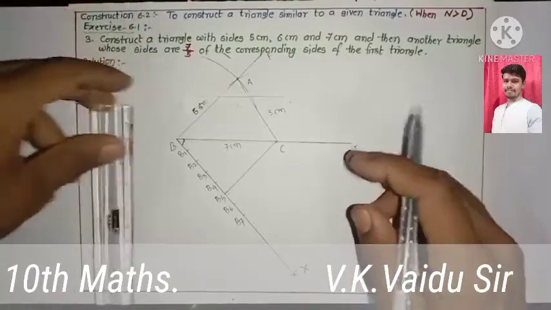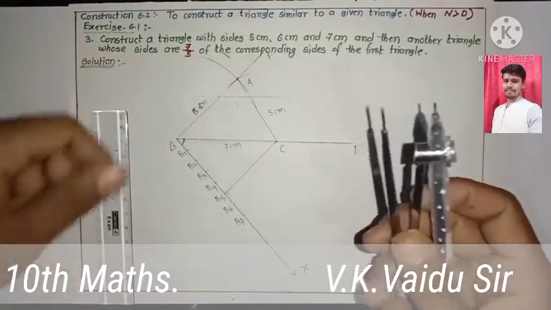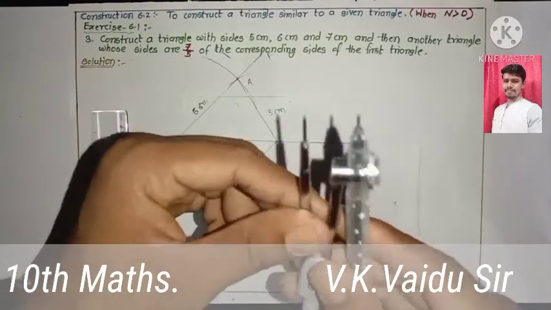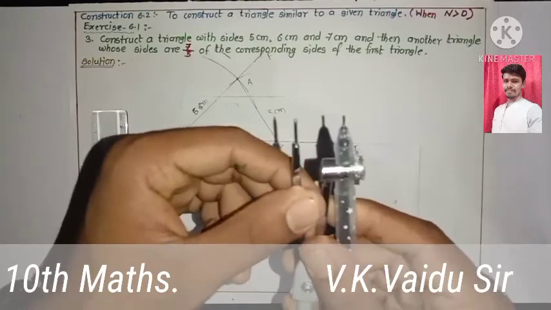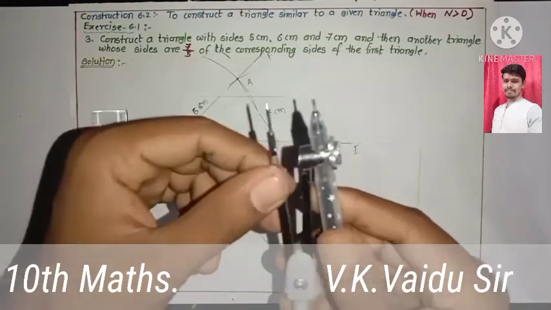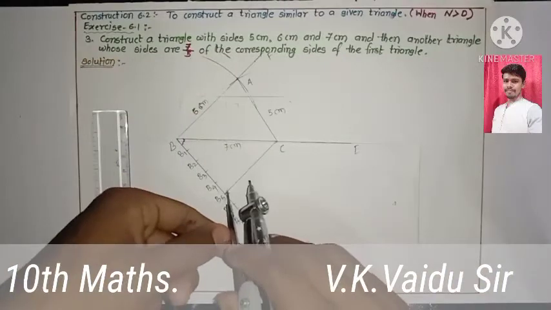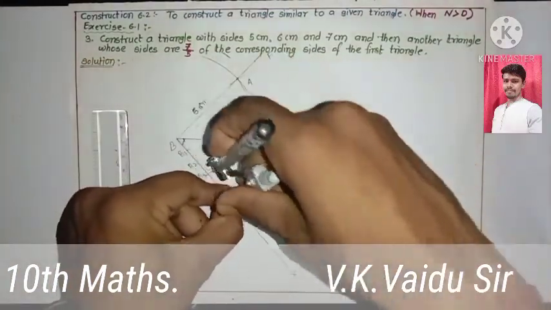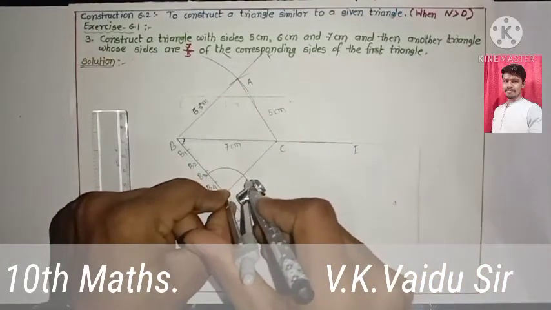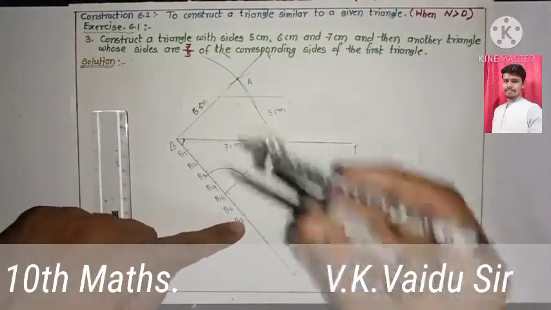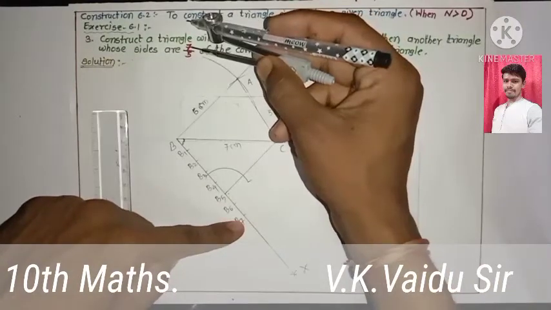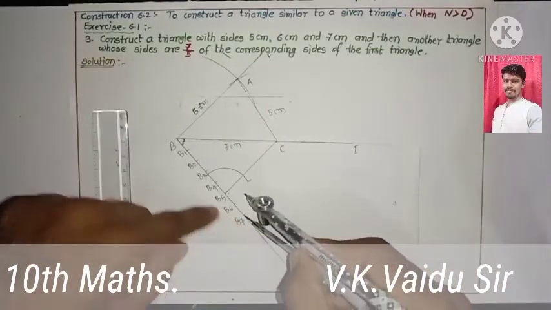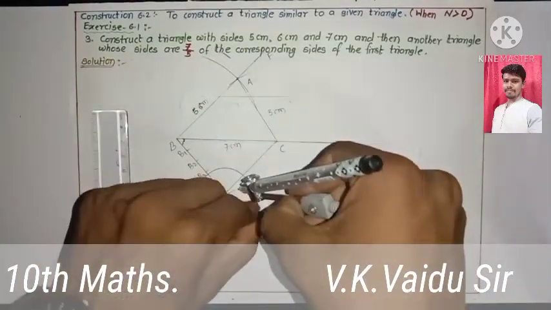Now in step 9, take a compass and take any distance. Put the needle of the compass on B5 and draw one arc. Similarly, the larger number in the ratio is 7, so put the needle of the compass on B7 and again draw one arc.